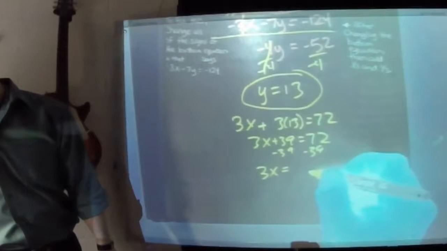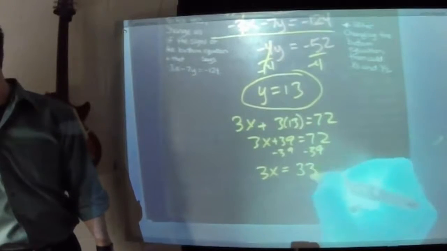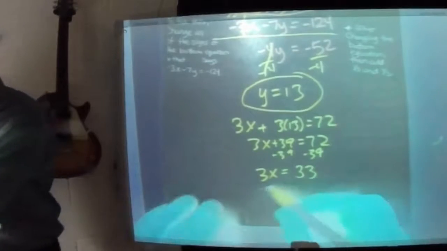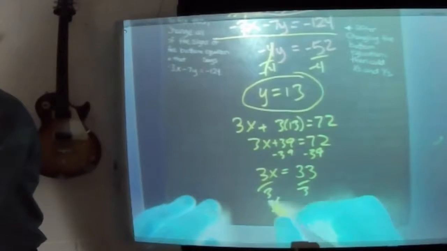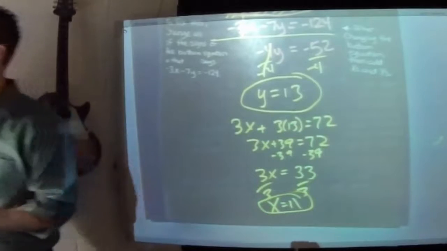It'd be 3x equals 33. And then x equals 11, which we knew it was, but I just wanted to get there. So that's why we kind of went fast.